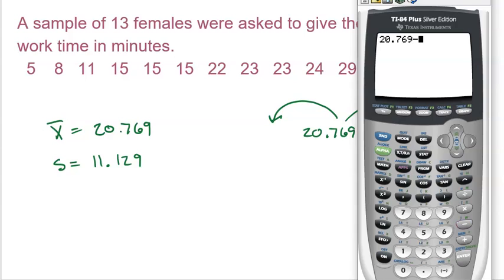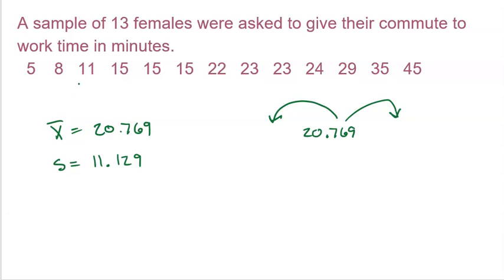20.769, let's subtract 11.129. Let's do the same thing again, this time adding 20.769 plus 11.129. So this tells me that most data, not all, most data ranges from about 9 to about 32. And you can round a little bit, not a big deal, but just generally speaking, 10 to 32 is where most data falls. Now let's go back and see if that's true.